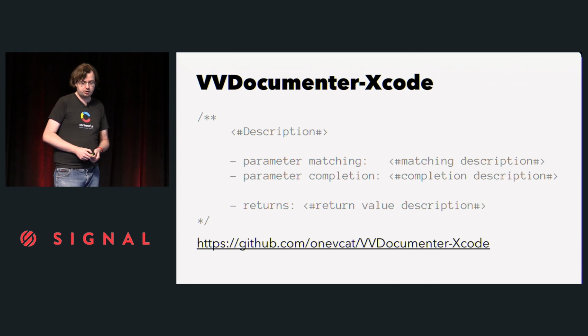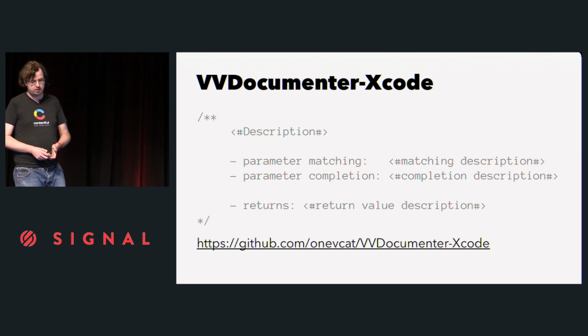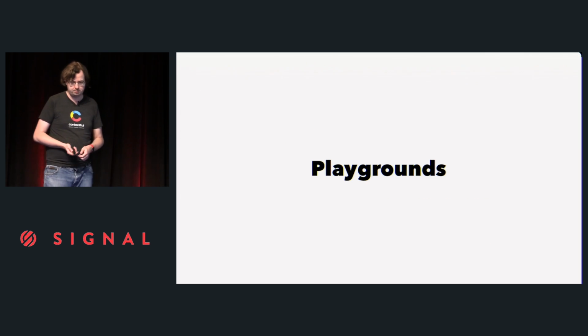And one tip for creating this documentation is the VVDocumenter Xcode plugin. Once you install it and you type three times the slash, you will get auto-completion for this comment. It will give you the parameter declaration, the return value, and stuff like this, and you just fill out those descriptions, which you can tap through inside Xcode just as with regular autocomplete.